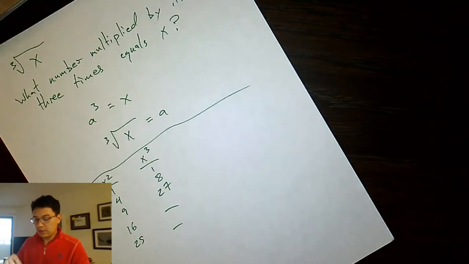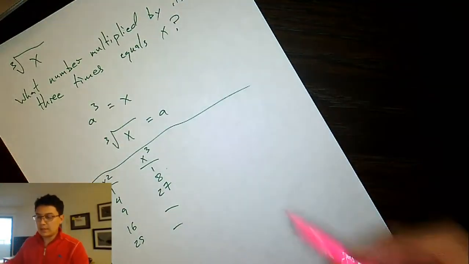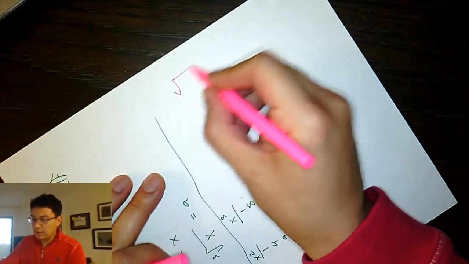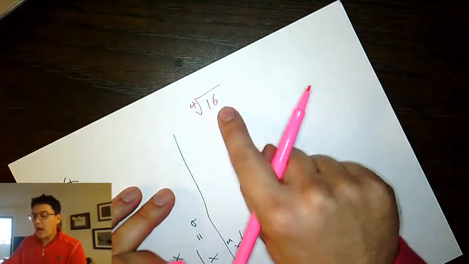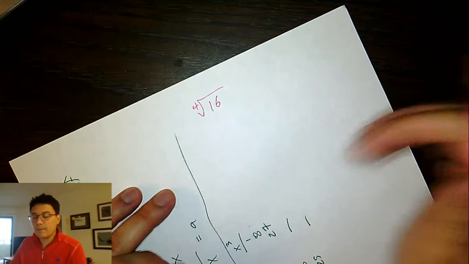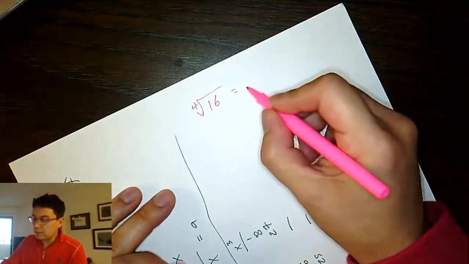So let me change colors here. All right, so if I'm going to do the 4th root, does that come up? Yes, good. Okay, so the 4th root of 16. I'm going to factor 16 as much as I can. Okay, so we'll write this here.